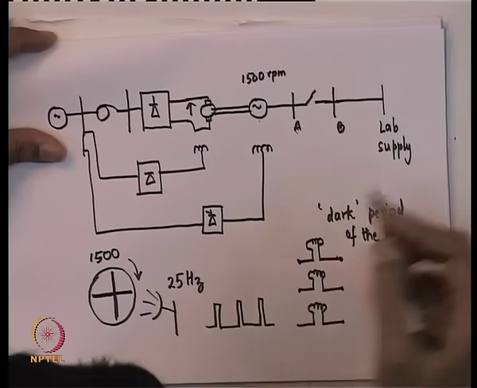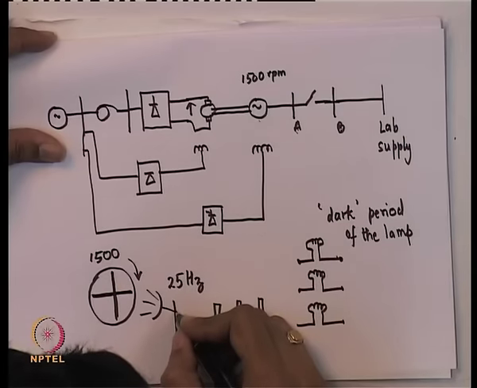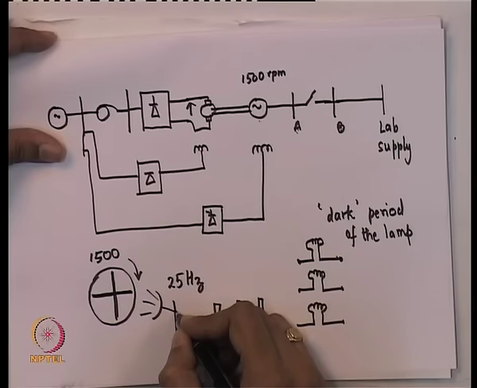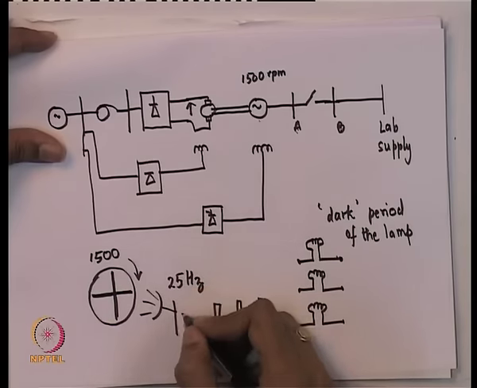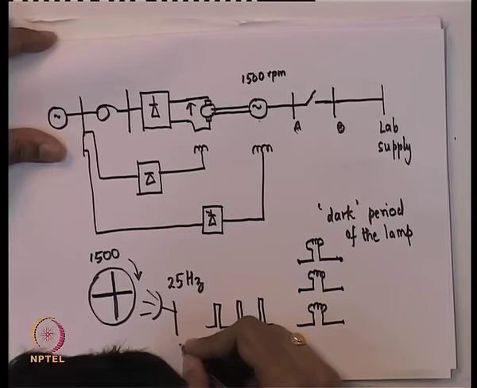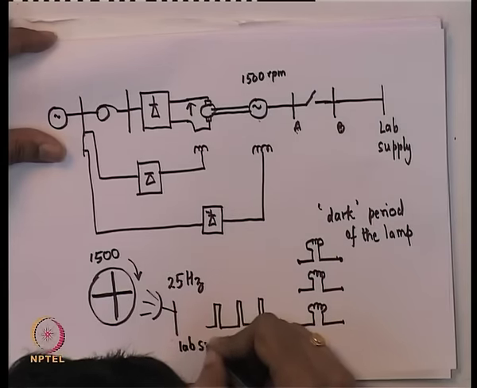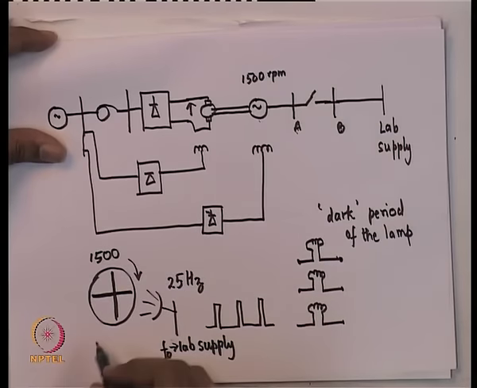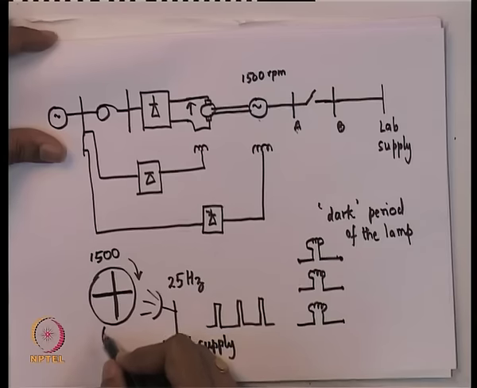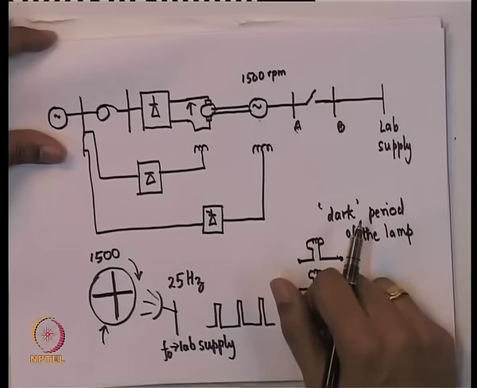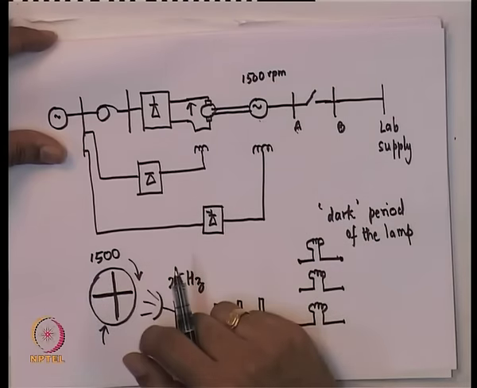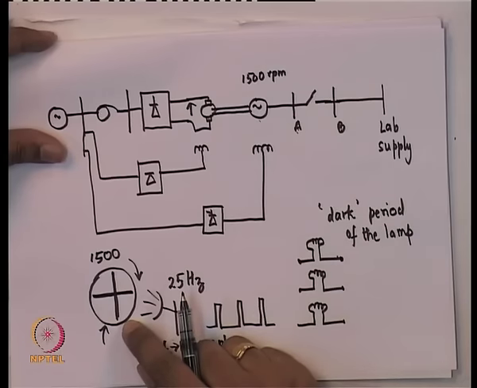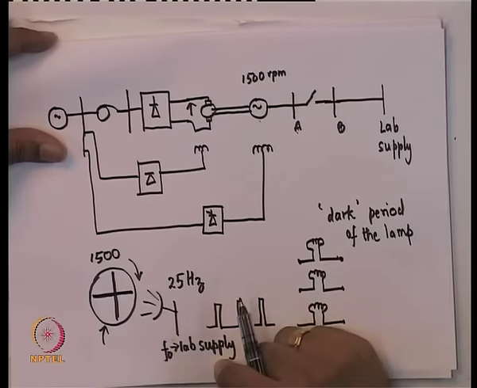So, in fact, if I connect the stroboscope such that it flashes at the frequency of the lab supply, I can make out whether I am in synchronism or not by looking at whether this cross is stationary or not. If this cross is slowly moving, it would mean that the frequency of this rotation is almost equal to the frequency of the lab supply.